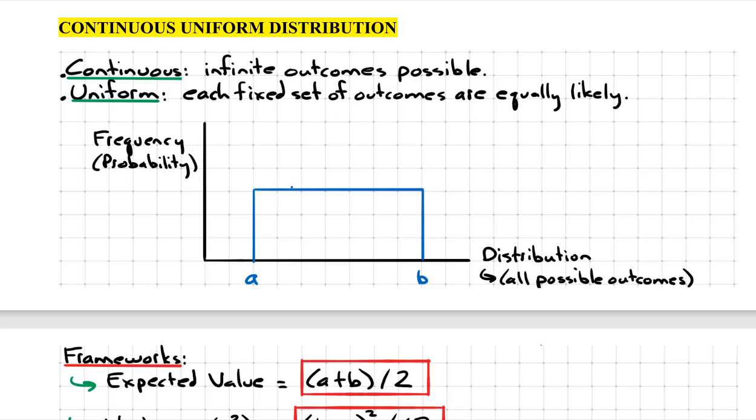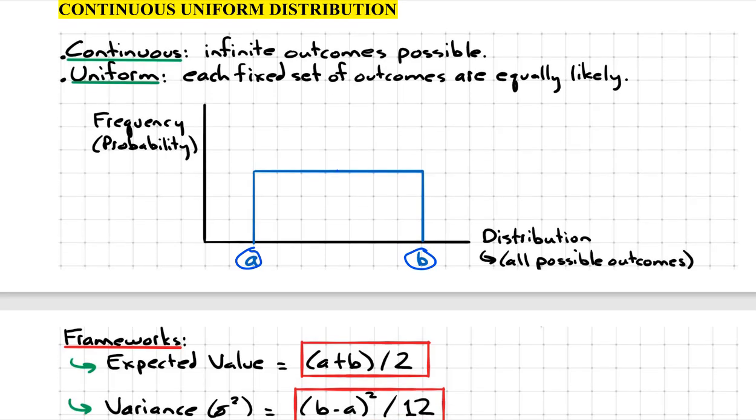Now, the lowest outcome possible is A, and the highest outcome that's possible has a value of B, and there are an infinite number of possibilities in between A and B. Now, notice that, and here's where the uniform comes in, the probability of each fixed set of events, so if you just pick the fixed set of events, the probability of this block would be the same as the probability of that block, and it'd be the same as the probability of that block. So each block of outcomes, as long as they're equal blocks, will have the same or uniform probability.